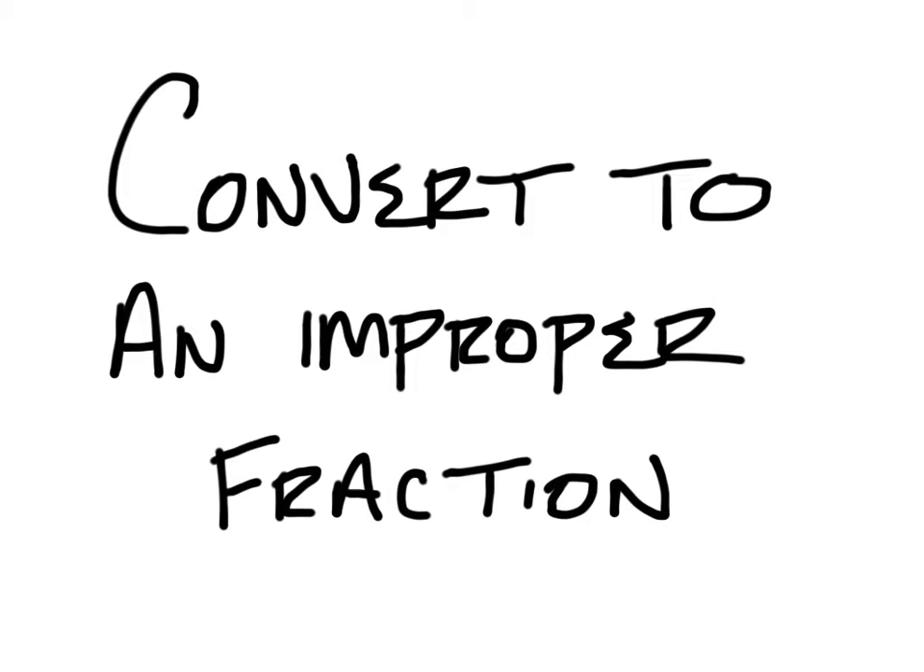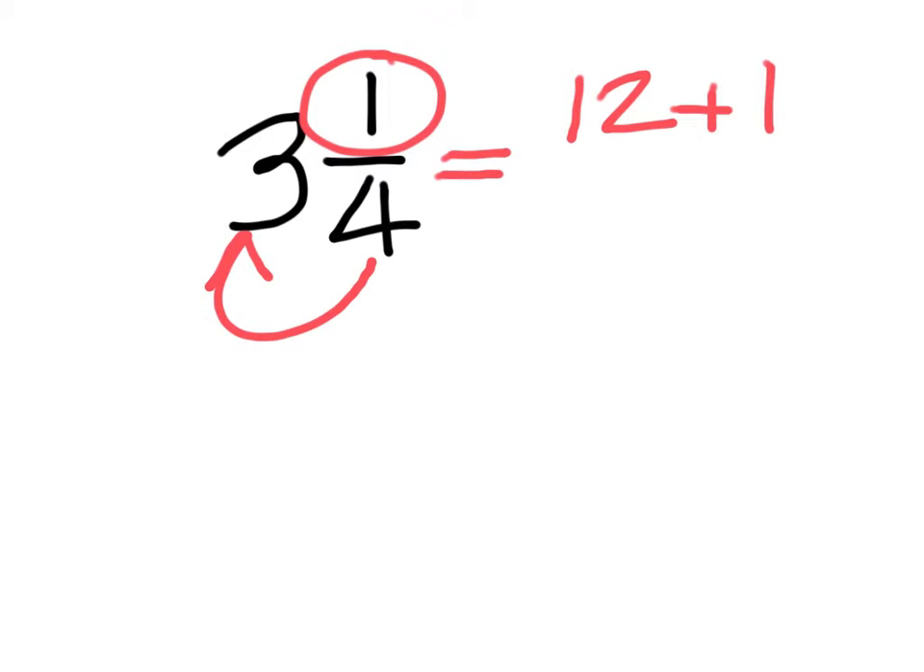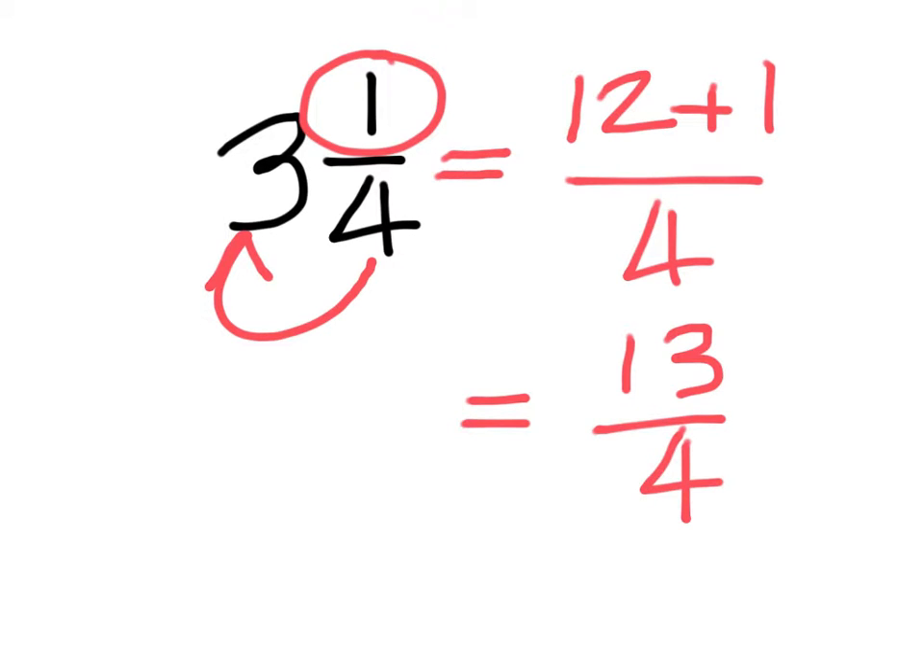You must know how to convert to an improper fraction when you're given 3 and 1/4, for example. What is 4 times 3? What's 12 plus 1? 13 over 4 is the improper fraction from 3 and 1/4.